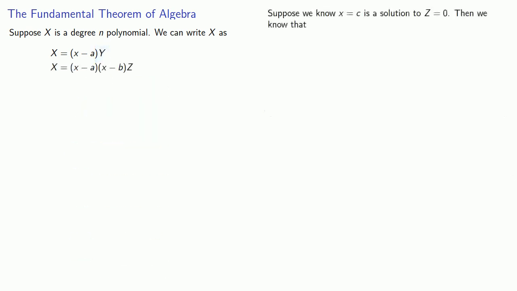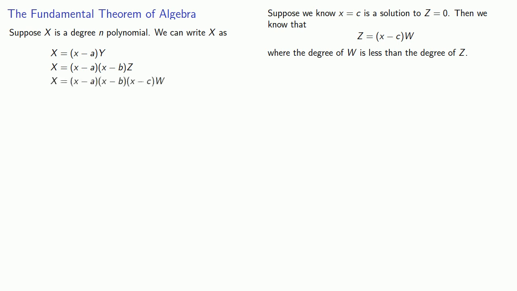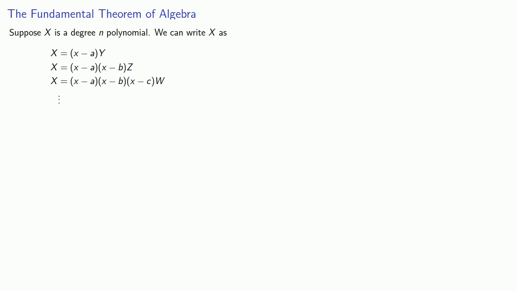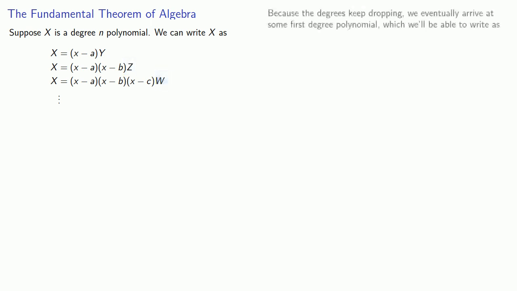Well, now suppose we know that x equals c is a solution to capital Z equals 0. Then we know that capital Z is x minus c times w, where the degree of w is less than the degree of z. Equals means replaceable, so I can replace z with x minus c times w, and now lather, rinse, repeat. The important thing to recognize here is that the degree of y is less than the degree of x, the degree of z is even lower, the degree of w is even lower, and so on. And because our degrees keep dropping, we eventually arrive at some first degree polynomial, which we'll be able to write as x minus r times some 0 degree polynomial, in other words, some constant.